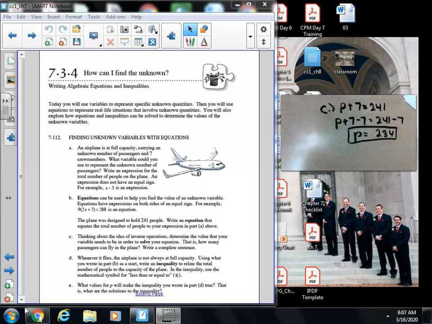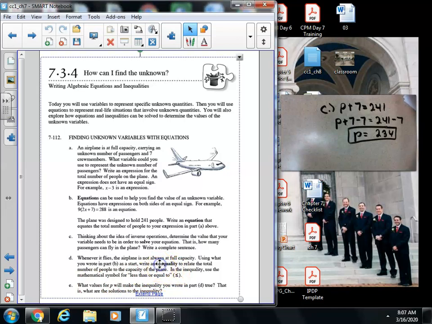Letter D. Whenever it flies, the airplane is not always at full capacity. Using what you wrote in part B, write an inequality to relate the total number of people to the capacity of the plane. So if we look at this word inequality, okay, we already know what equal means, that the two things are the same or equivalent to one another. And inequality means something that is not necessarily equal to something. So in an inequality, use the mathematical symbol for less than or equal to.